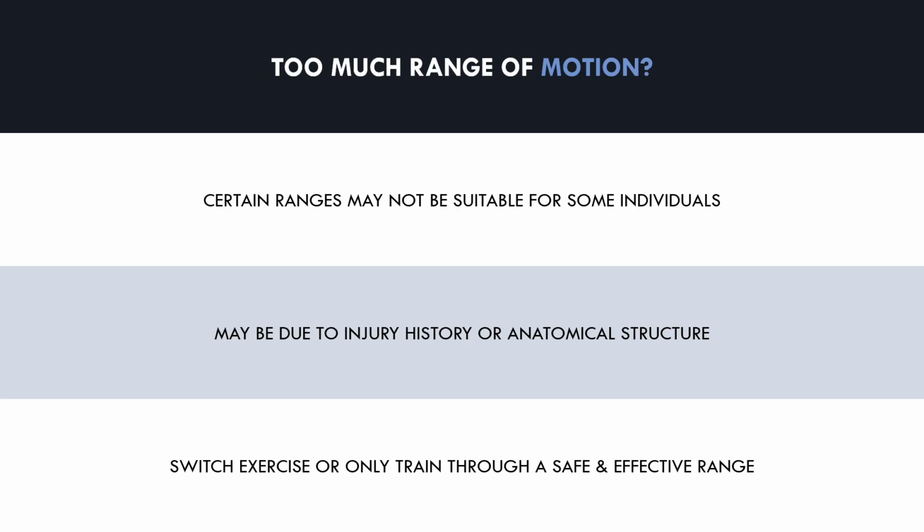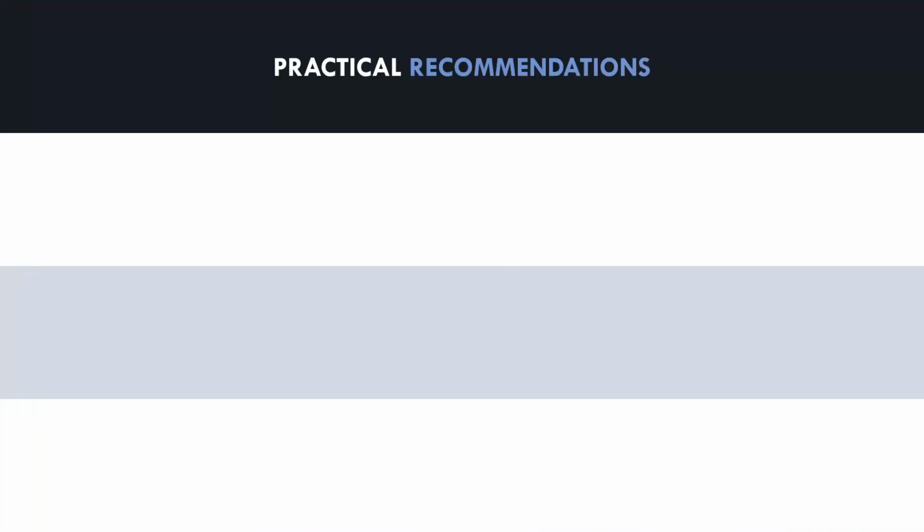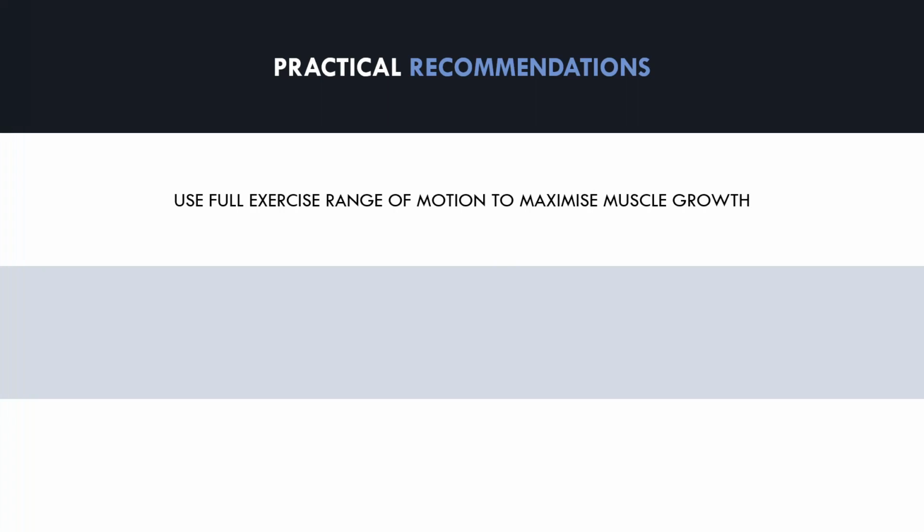So what practical recommendations can we conclude from all of this information? Well, quite clearly we should probably train with a full exercise range of motion if we want to maximize muscle growth. This will provide a greater hypertrophic stimulus per set and minimize local and systemic fatigue. However, if full range of motion causes joint irritation or range of motion is excessive, then it is probably best to only work through the safe and effective range for your specific individual needs.